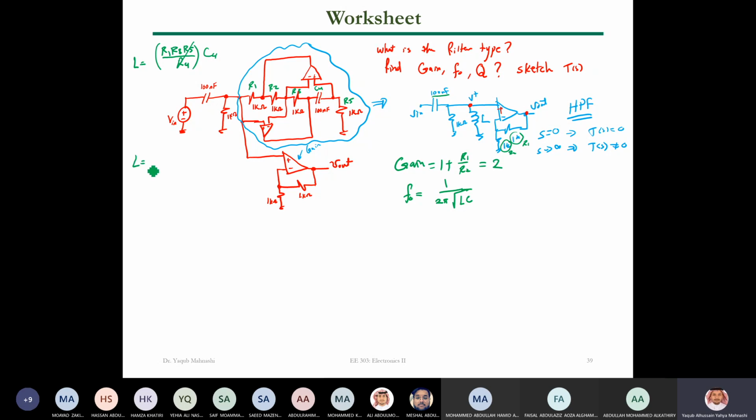So then the inductance here will be R squared times C4, and we have 1 kilo ohm squared times 100 nanofarad, and the inductance here will be how much? It's 0.1 Henry, or let me call it 100 millihenry. Of course, from here you can find the frequency to be 1 over 2π√(100 millihenry times 100 nanofarad), and that's around 1.59 kilohertz.